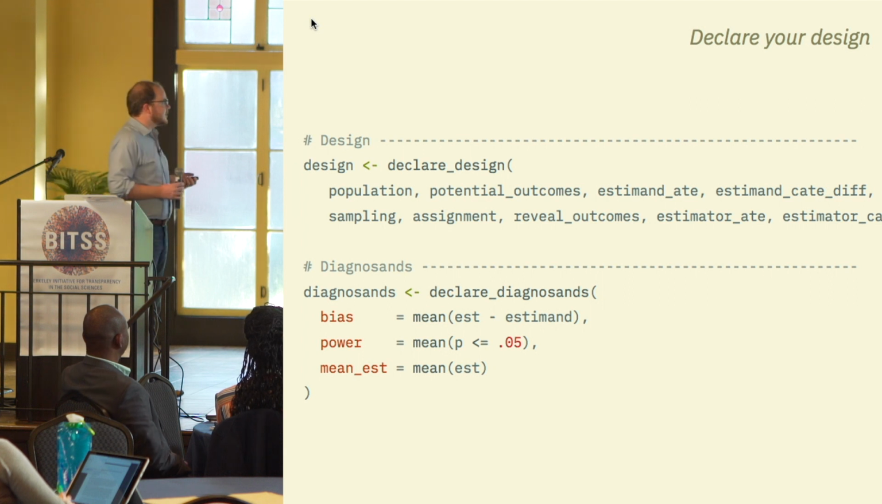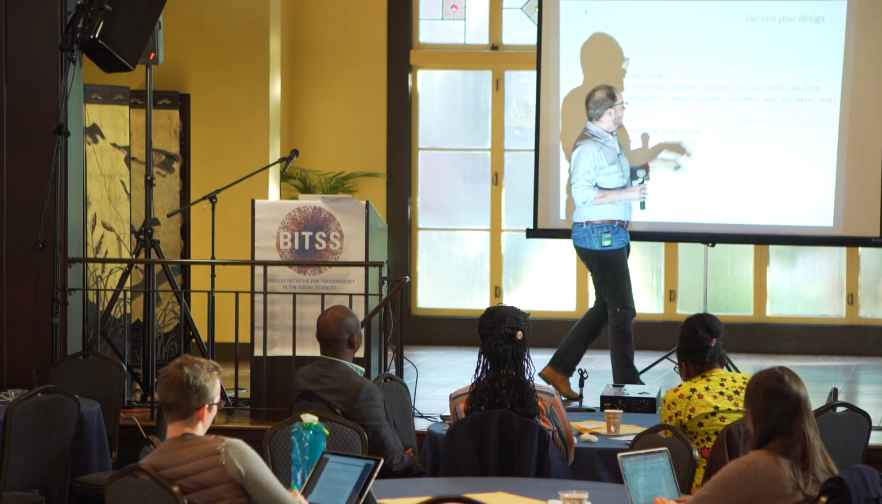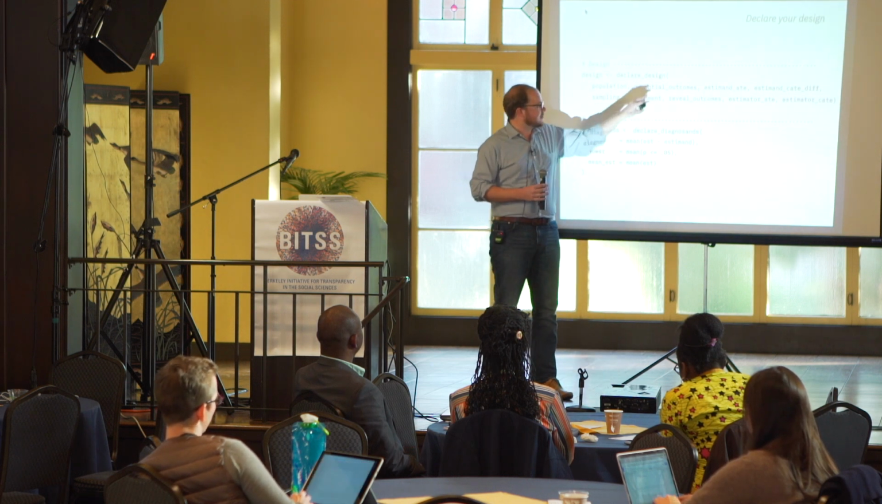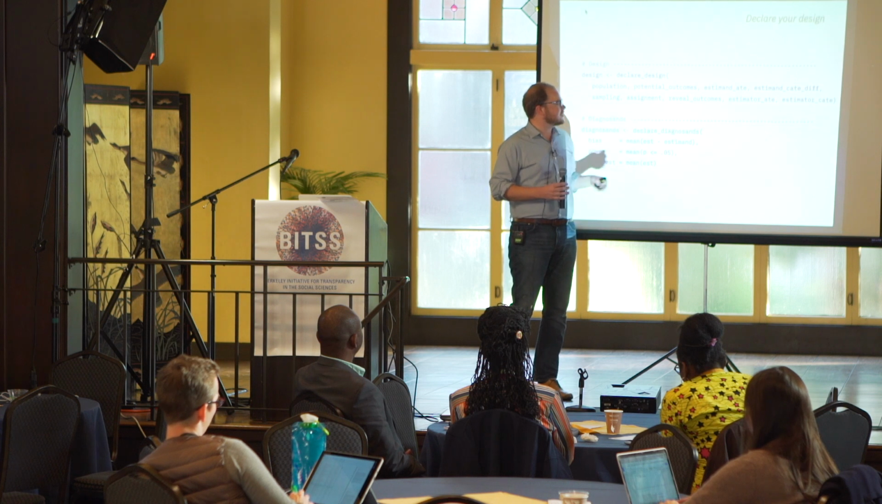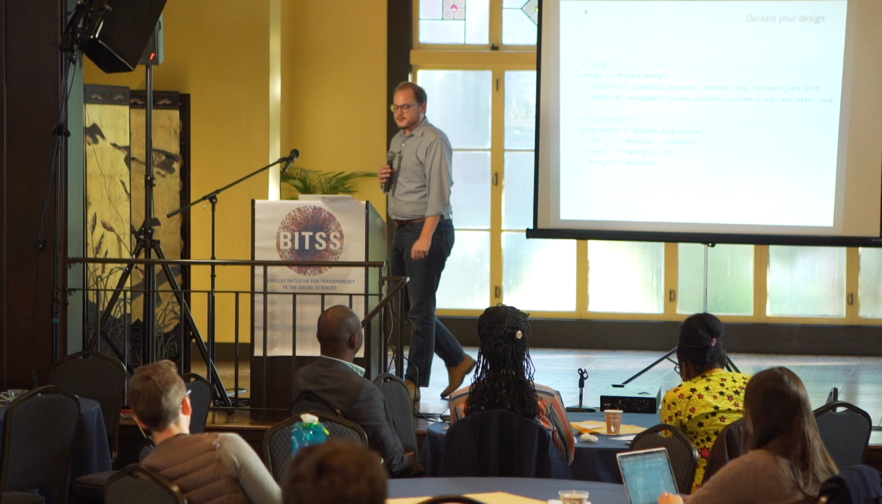And so we declare the design as each of these elements. We have a population, potential outcomes. We have these two estimands. Our sampling step, assignment step, we're going to reveal the outcomes from the potential outcomes. And then we're going to calculate these two estimators.